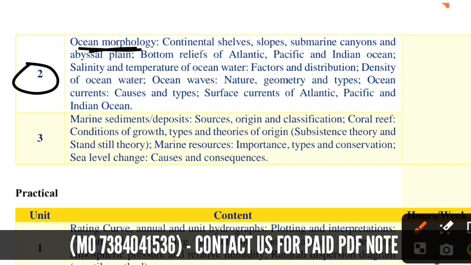Under this topic, first you have continental shelf. After that comes continental slope. Then you have submarine canyon, and finally abyssal plain. You have to understand the basic meaning and main features of these ocean floor features.